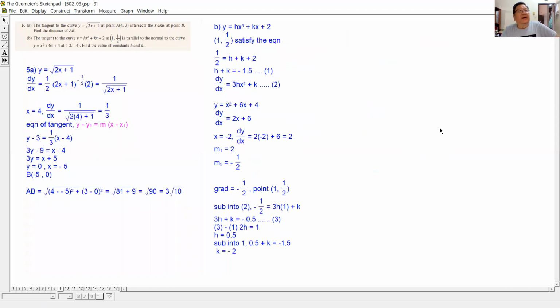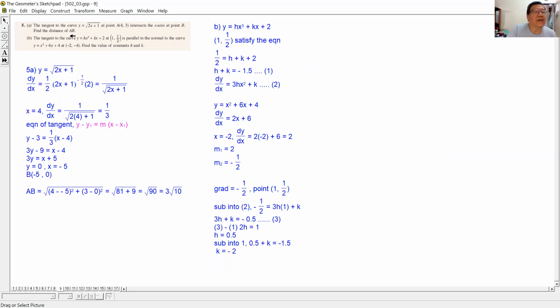Okay, the last one. The application of differentiation to find the equation of tangent, right? Number 5. The tangent to the curve at the point 4, 3 intersects the x-axis at the point B. Find the distance AB.